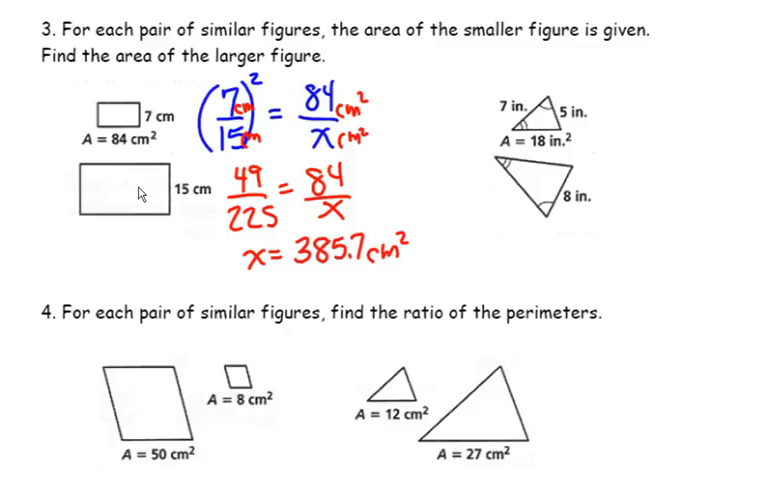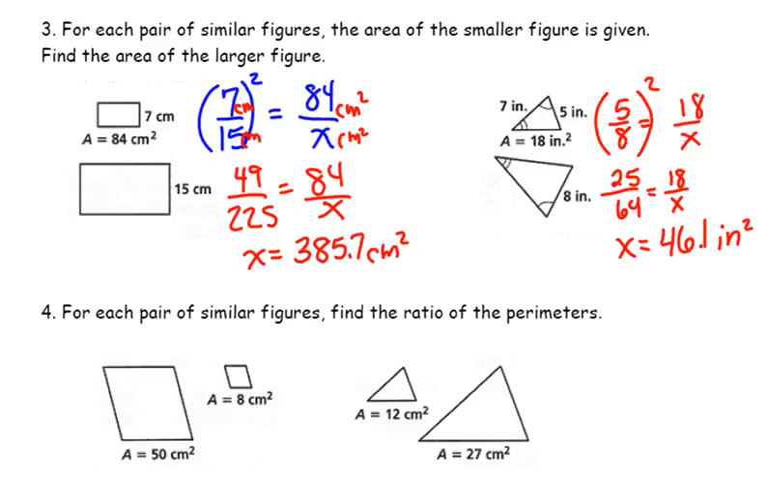Takes fewer steps. All right, I would like you guys to do this one in a similar fashion. So go ahead and set it up and solve it and come back when you have your answer. Hit pause now. Okay, so you should have set up the similarity ratio and then squared it to set it equal to the ratio of the areas. And then when you cross multiply and solve, you should have gotten 46.1 inches squared.